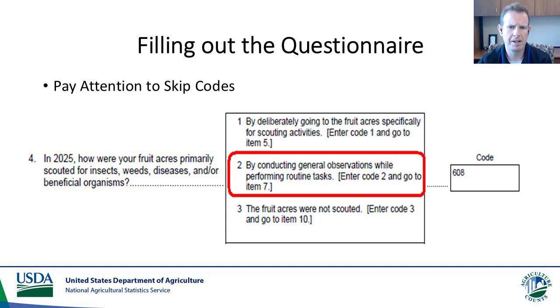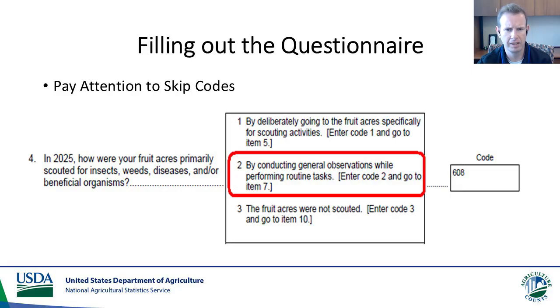Now, let's talk a bit about how to walk through the questionnaire. An example of an error that we see during review is not following skip codes correctly. We touched on this earlier. So let's take a look at how to follow a skip code based on a response from this section.